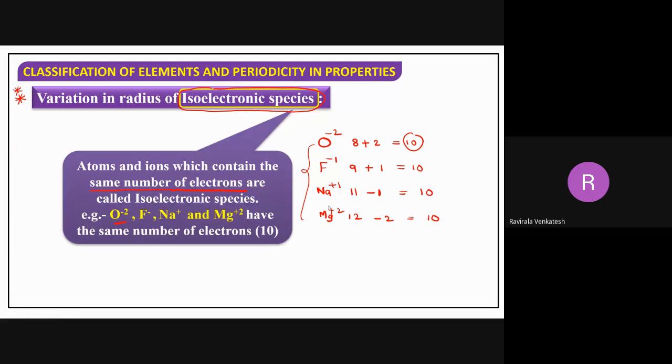Now for them, if they give isoelectronic species, how to find the ionic size? If you have the same number of electrons, they don't have the same ionic size. They are having different ionic sizes. So what I'm saying here, for isoelectronic species, which are having the same number of electrons, how to write the ionic size? Let me see this one actually.